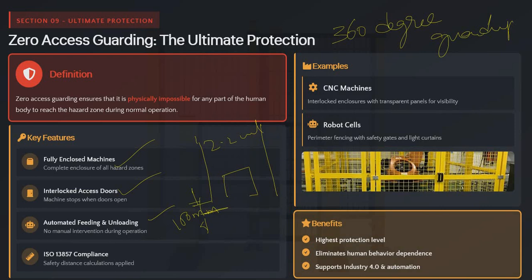Why zero access guarding: it has the highest protection level, eliminates human interference, and supports Industry 4.0 automation. Now our automation industry support is 4.0. So for this automation level, zero access guarding will give the ultimate protection. So that's it. Any doubts you have?